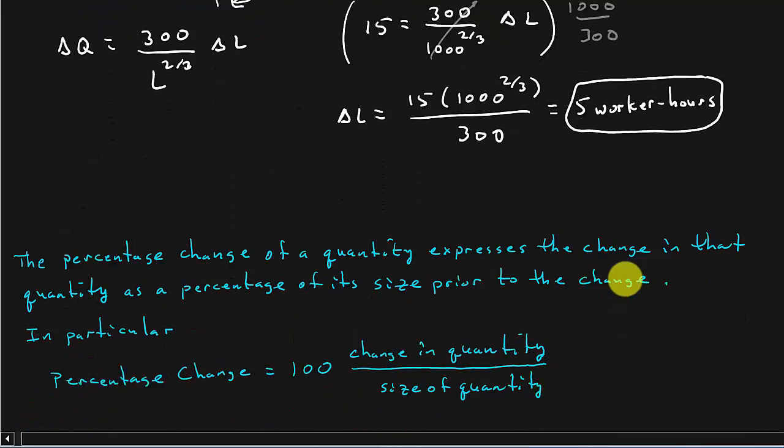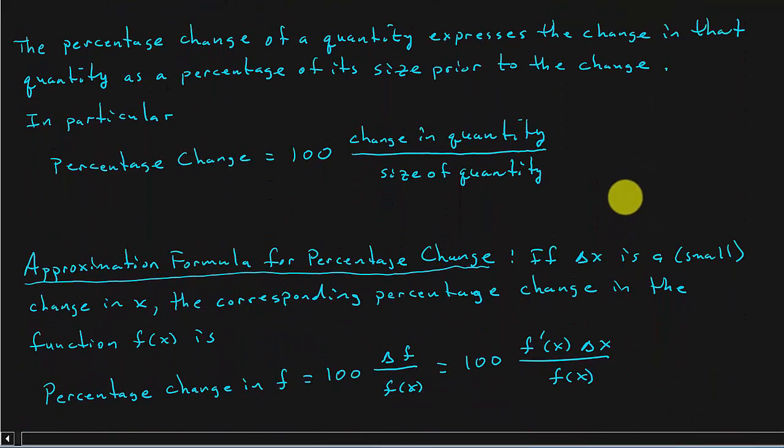All right, if you've come this far, just hang on, don't leave, keep watching. We've got just a couple more examples to work. It says the percentage change of a quantity expresses the change in that quantity as a percentage of its size prior to the change. In particular, percentage change equals 100 times the change in quantity divided by the size of the quantity. Okay, that makes sense.